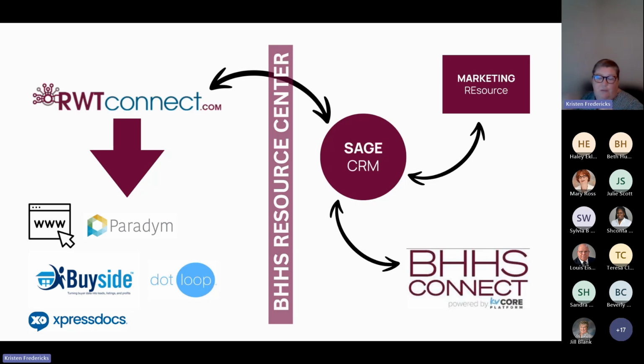So that might mean if we turn on like a contact sync or a client sync with somebody to make direct marketing easier, for example, we wanted to make sure that those contacts were in RWT Connect so that we could connect to them locally.